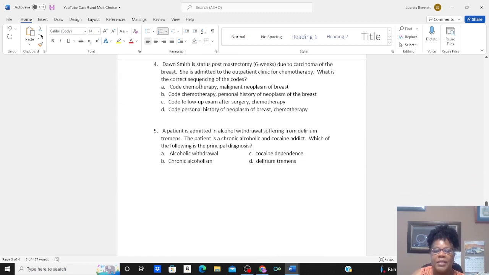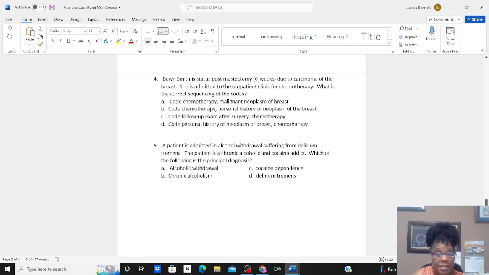All right. 4, Don Smith is status post mastectomy 6 weeks ago due to carcinoma of the breast. She is admitted to the outpatient clinic for chemotherapy. What is the correct sequencing of the codes? So what is she coming in for? She's coming in for chemotherapy. So I would code the chemotherapy first. And because she's still receiving active treatment for carcinoma of the breast, I would code chemotherapy and malignant neoplasm of the breast, because that's what she's coming in for. I realize she had the mastectomy 6 weeks ago, but she's still receiving the chemotherapy. So it's still as if that is the condition.